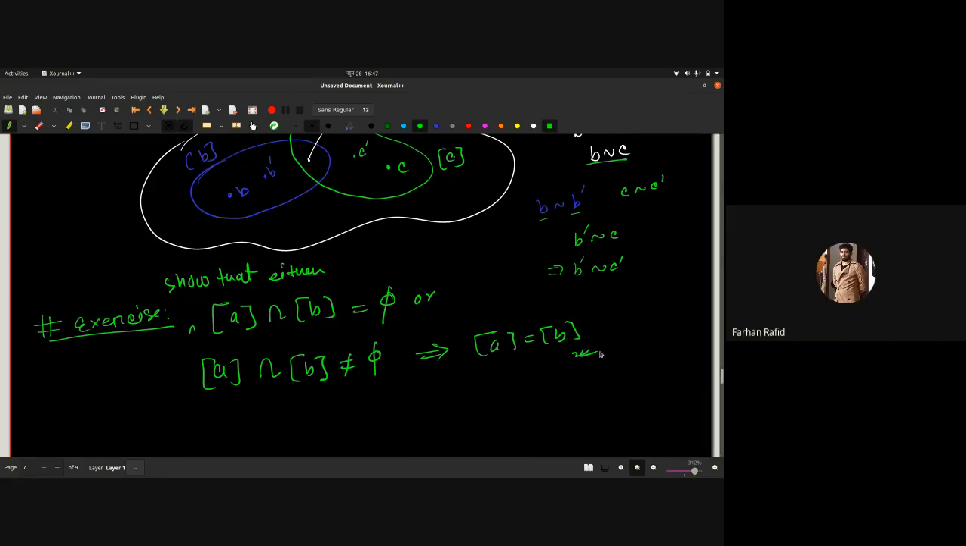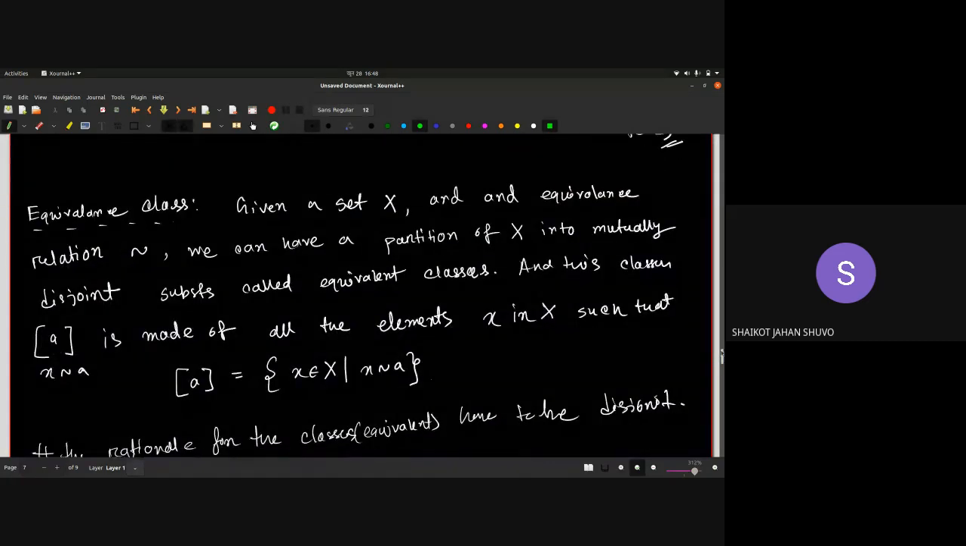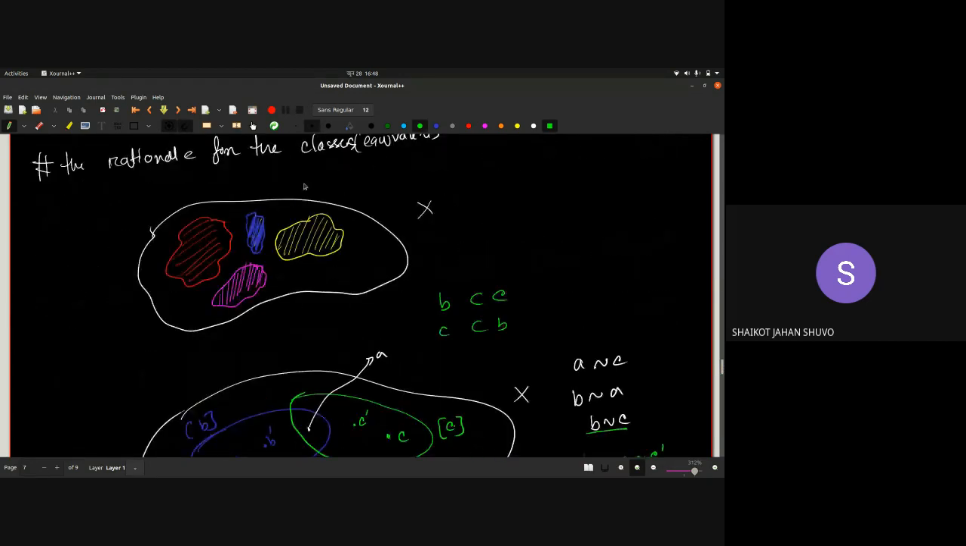Sir, can you explain the equivalence class definition again? You have some set and some equivalence relation on that set. Then you can partition that set like this. These are small partitions, and all the points inside, let's take this red region over here, are equivalent to each other, and this region itself is an equivalence class. Oh, got it.